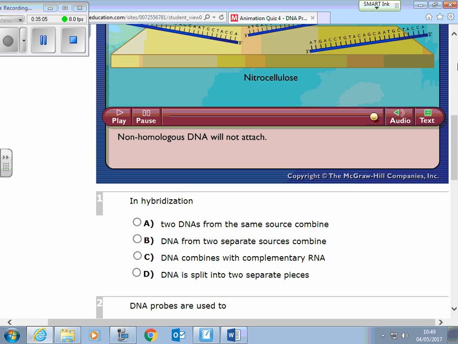Okay, first question on here. In hybridization, and then we've got 4 options. Option A is that 2 DNAs from the same source combine. Option B is that DNA from 2 separate sources combine. C is that DNA combines with complementary RNA. And D is that DNA is split into 2 separate pieces. All right, so hold up your answers.